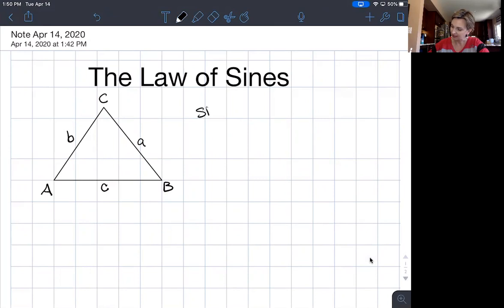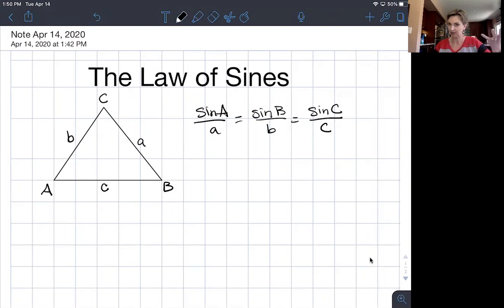It is that sine A over A is equal to sine B over B is equal to sine C over C. So it's just a ratio of the sine of an angle to the opposite side is equal to the sine of another angle to its opposite side is equal to the sine of the third angle opposite its side. Those three ratios are all equal to each other. And what you're going to do is pick any two of those and set them equal to each other to solve for something you don't know about the triangle.